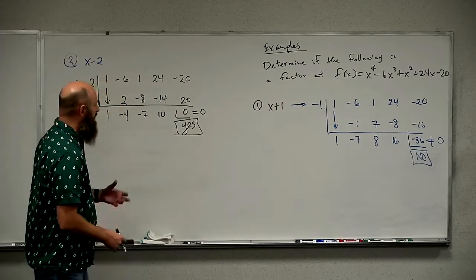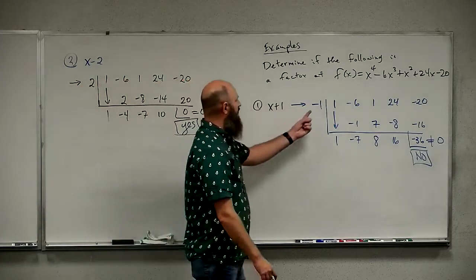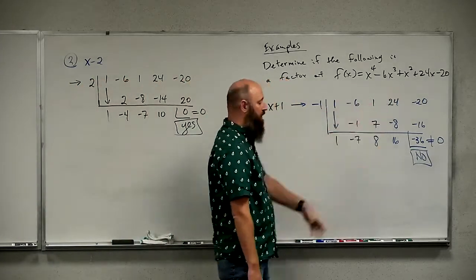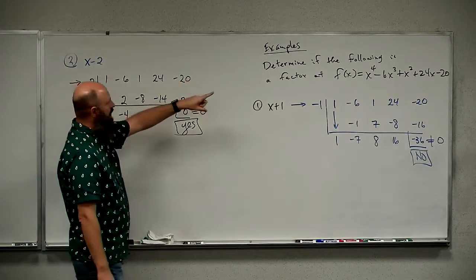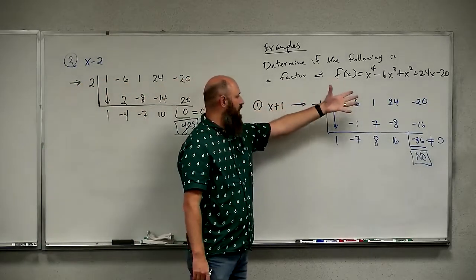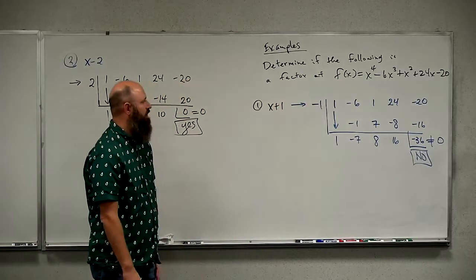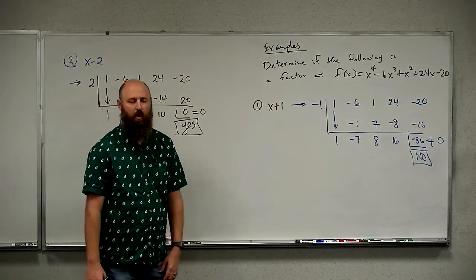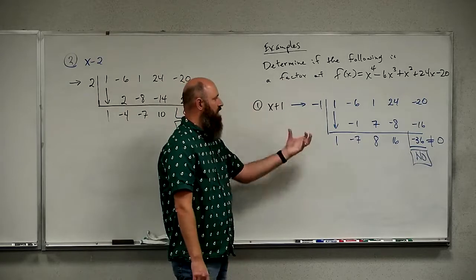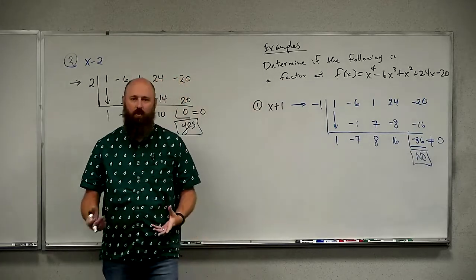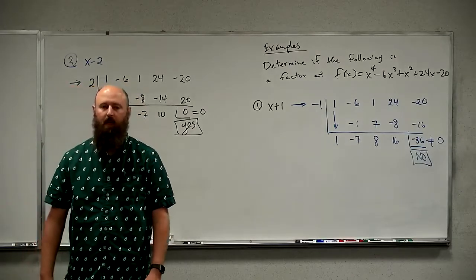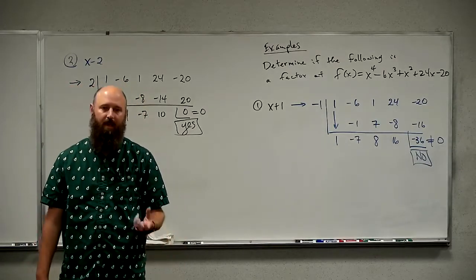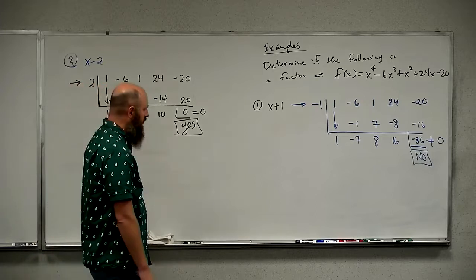Now, yes, technically we could take -1 here, plug it in, and we would see we wouldn't get 0. If we took 2 and plugged it into our original, you would see that we do get 0. So those are other options, but I want to see synthetic division. We also want to do it that way to practice. We're going to do synthetic division for the rest of our problems here, to make sure we know how to do that anyway.